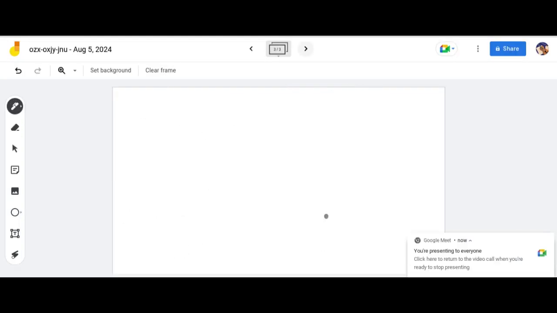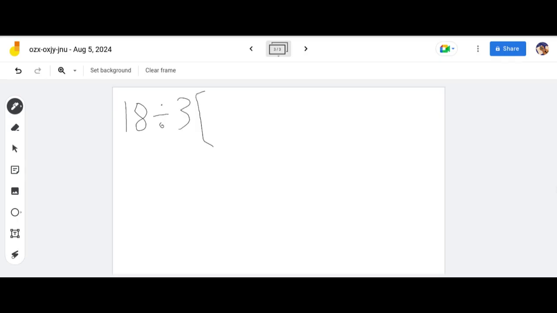Now can you help me to write the question? Yes, 18 divided by 3, square bracket, and then 8 minus 3, 8 minus 3, circle bracket, simple bracket, 4 minus 2, 4 minus 2, and then close it with the square bracket, and then plus 1. Now look at this example carefully.